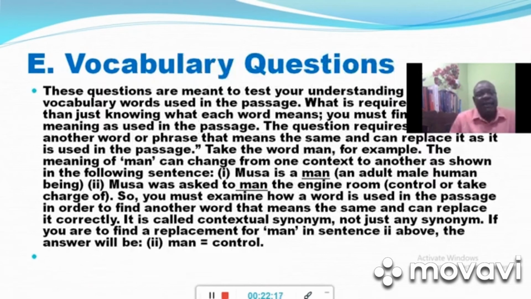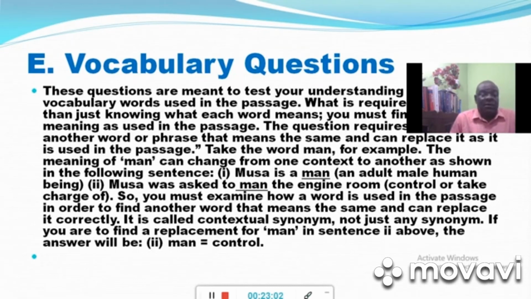Now, the next type of comprehension question we have to look at is vocabulary questions. Vocabulary questions are questions that ask you to find a word that means the same and can replace the word or phrase as used in the passage. This is what I call contextual synonyms. Synonyms are words nearest in meaning, but in this case, these synonyms can replace the words as used in the passage. Context is the very way in which a word is used in a sentence or in a passage.